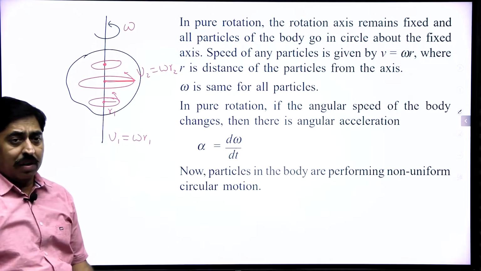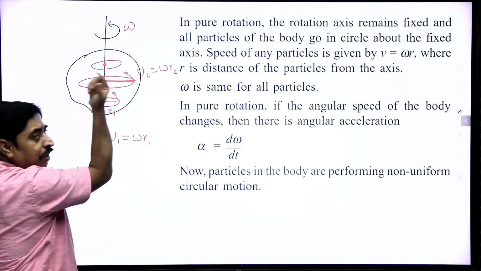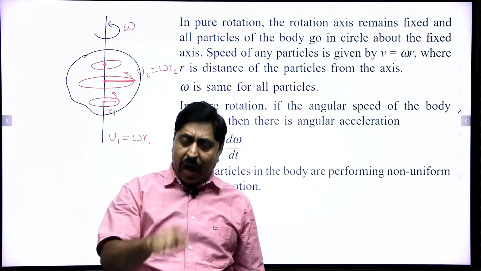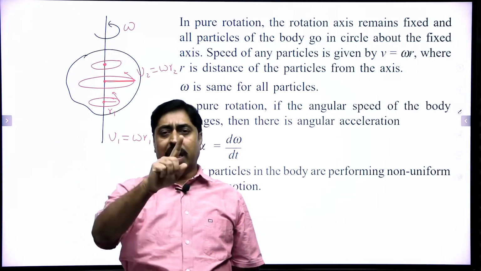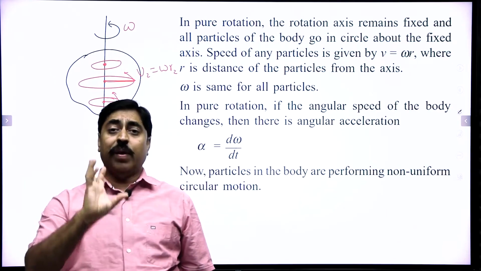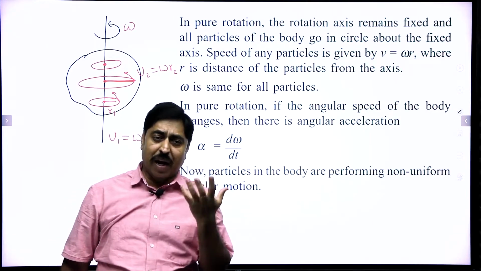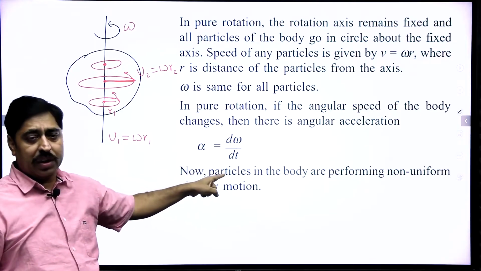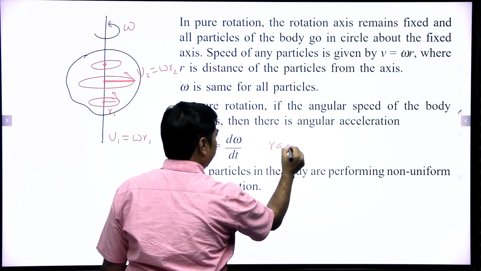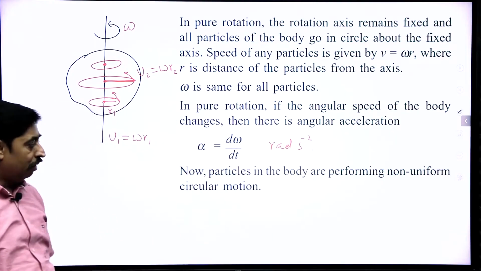In pure rotation, if the angular speed of the body changes, then we say that there is an angular acceleration. Now if you go and apply some sort of torque, the angular speed of the body will increase. It happens when you put on the switch of the fan in your room. When you put on this switch, the angular speed of the fan goes on increasing for a certain period of time. So when the fan's angular speed is increasing, we say that it is accelerated, it is having some angular acceleration. The angular acceleration, denoted by alpha, is nothing but the rate of change of angular speed. Its unit will be radian per second by second, radian per second square, right?